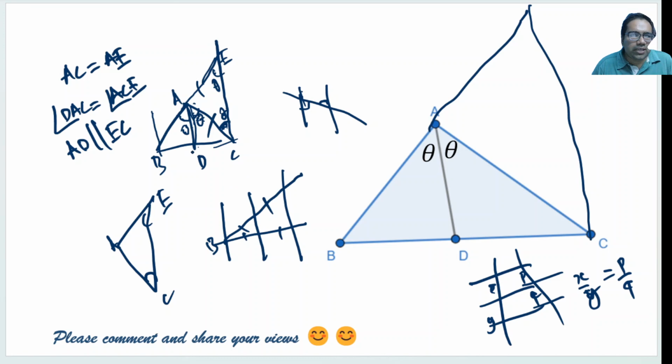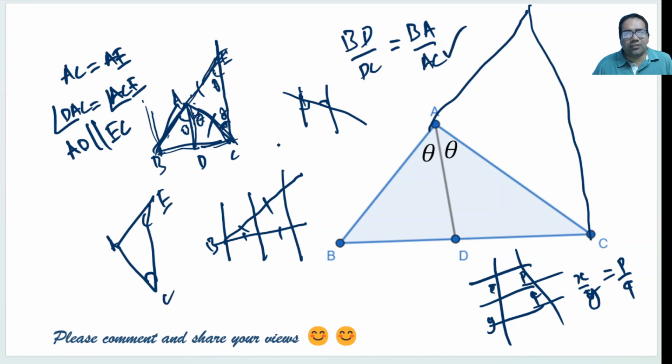What does that mean? BD by DC equals BA by AE, because these three lines are parallel. So BD by DC equals BA by AE. What is AE? AE is nothing but AC. So BD by DC equals BA by AC, which is nothing but AB by AC. This is what we wanted to prove.